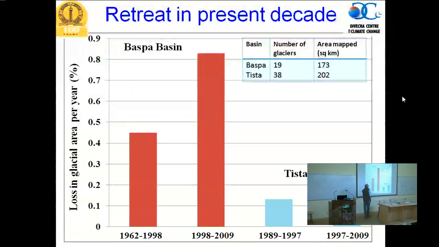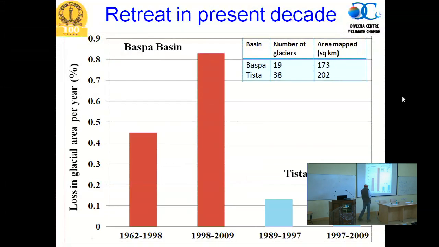Another key issue is what has happened to the rate of retreat. Earlier we saw how much was lost from the mid-60s, but whether the retreat from the mid-60s to the present has accelerated is the question. And if it has accelerated, what is really happening on the ground? Are there new processes or new phenomena taking place which accelerate this rate? So we have looked into two basins.